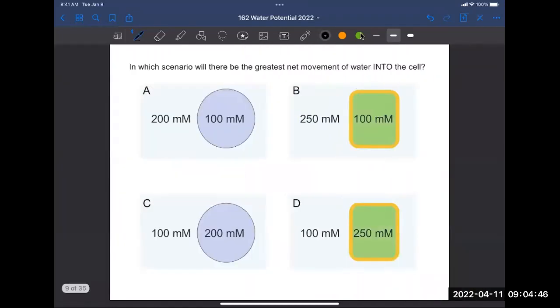Okay, so now we're going to imagine these plant cells here, and the yellow represents a cell wall. So we have now two plants with a cell wall, and I'm going to ask you the same question. You can start thinking about it. Where is the net movement of water going to be the greatest into the cell?